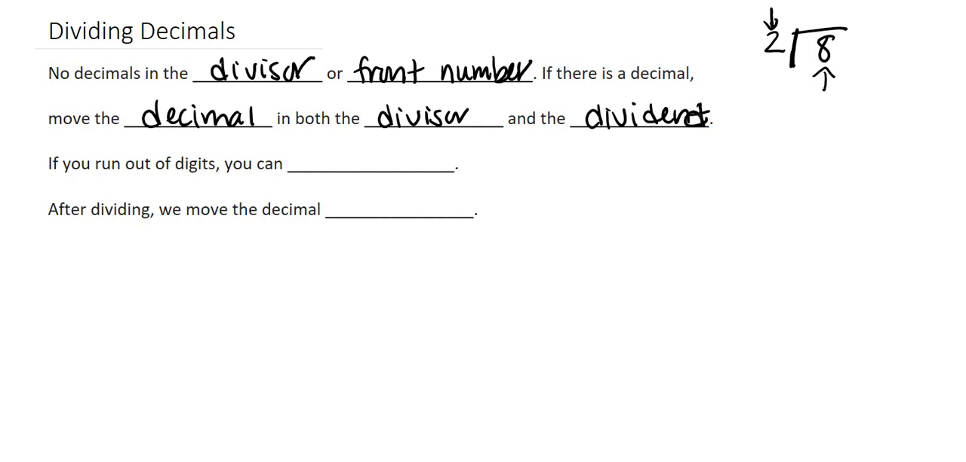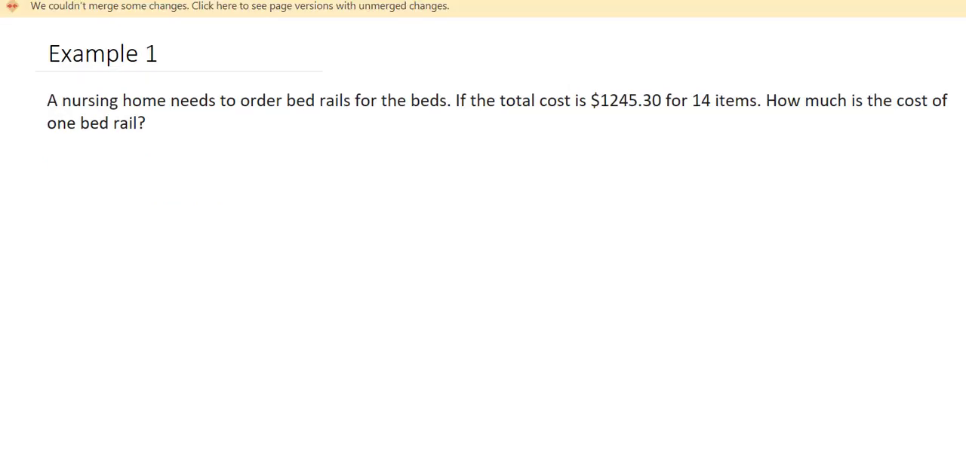if there was a decimal in the divisor. And if we run out of digits, we can just add zeros. And then after dividing, we're going to move the decimal straight up.